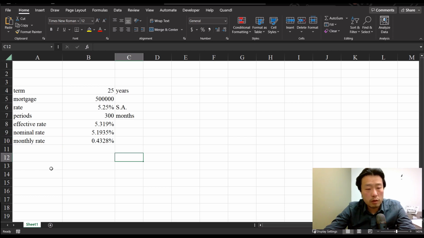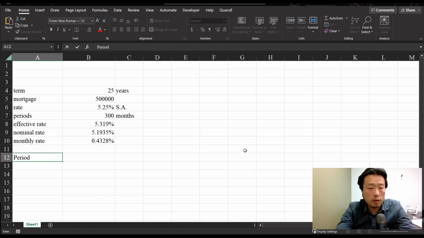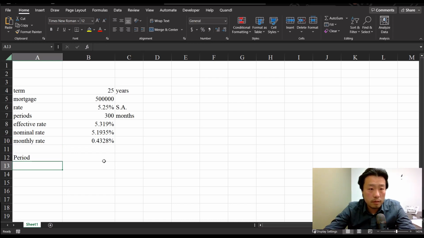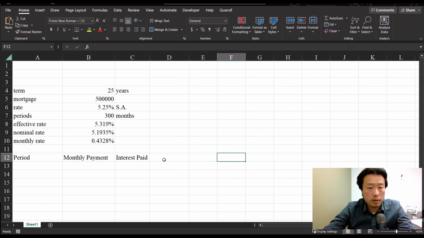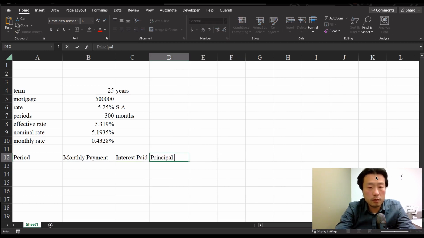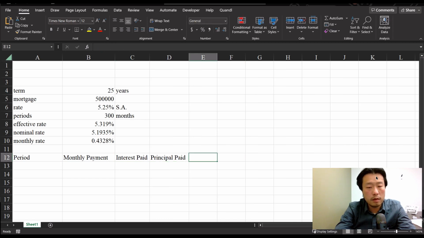The next thing we want to do is to build the amortization table. The first column, we have the number of periods. In the second column, we have the monthly payment. And third column, we have the interest paid. In the next column, we have the principal paid. And the last column, you got the ending balance.